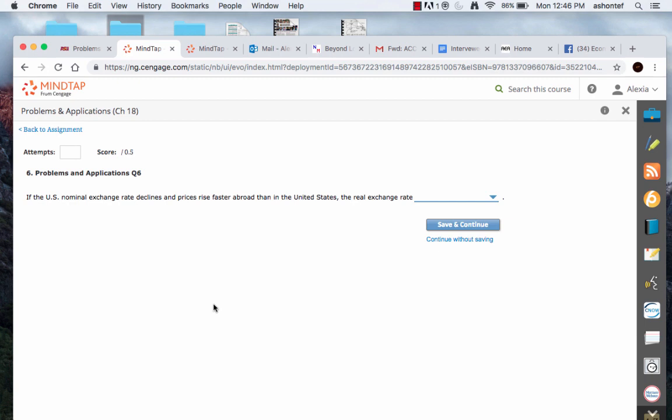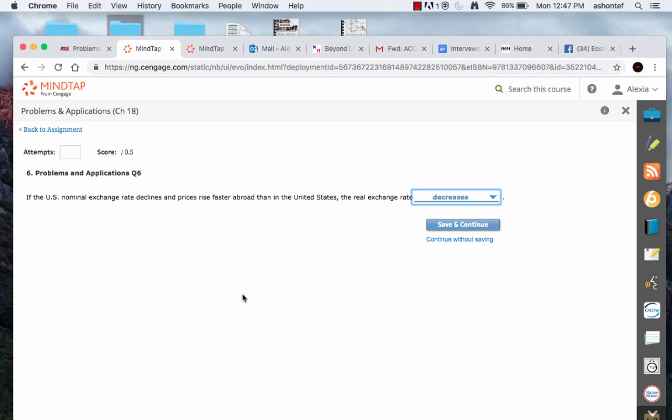On these, I'm actually just going to give you the answers, for no other reason than time. So question number 6, you're going to go ahead and put decreases. This question is just having us look at the difference between nominal exchange rates and real exchange rates. Your nominal exchange rate is just the rate at which a person trades the currency of one country for the currency of another. So that's nominal exchange rates.